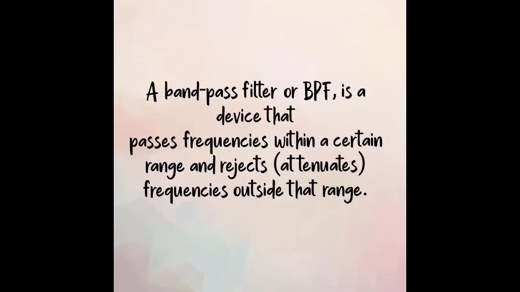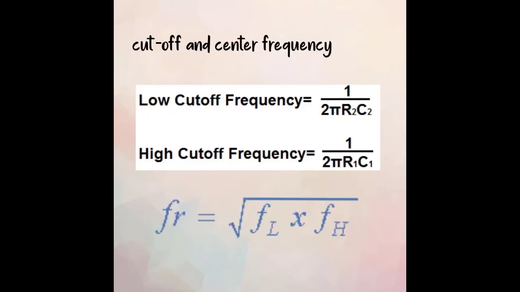A bandpass filter is a device that passes frequencies within a certain range and rejects or attenuates frequencies outside that range. To compute the center frequency, we first obtain the low cutoff and high cutoff frequency. Low cutoff frequency is given by 1 over 2 pi R2 C2, where R2 and C2 are the resistance and capacitance of the low-pass filter region of the bandpass.